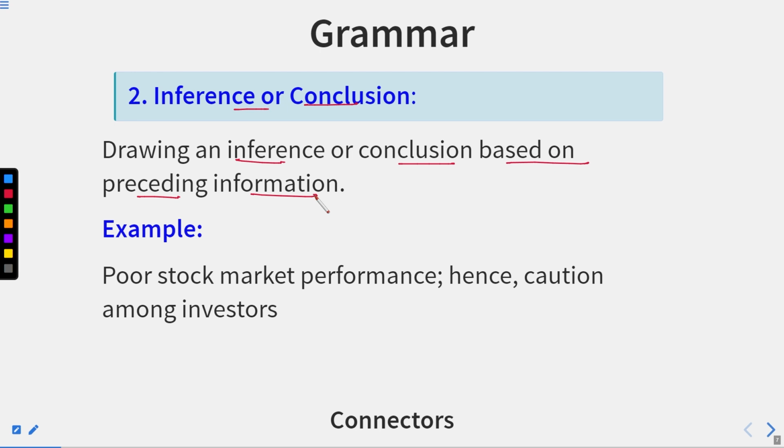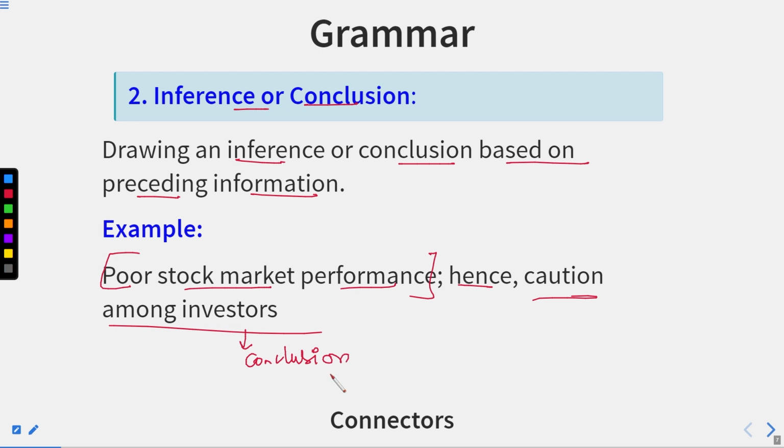It means the proved part indicates that you have already proved them step by step earlier. So this is how we use hence. And the statements and the conclusion, they are connected with the word hence. Poor stock market performance. Now this is the statement. Hence, caution among investors. So this is actually the follow part or the information, or you can say conclusion. This is the conclusion, whereas this is the statement.